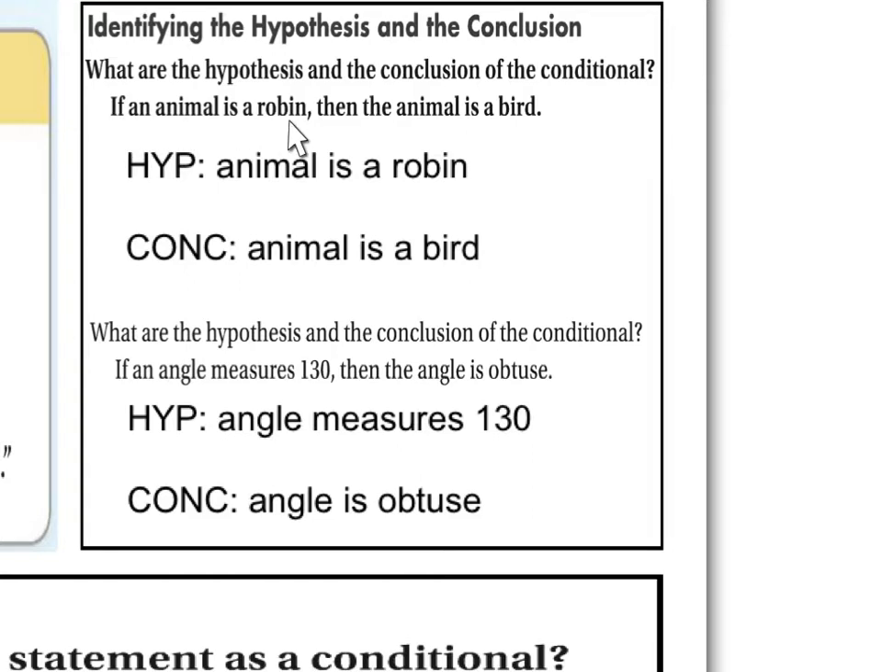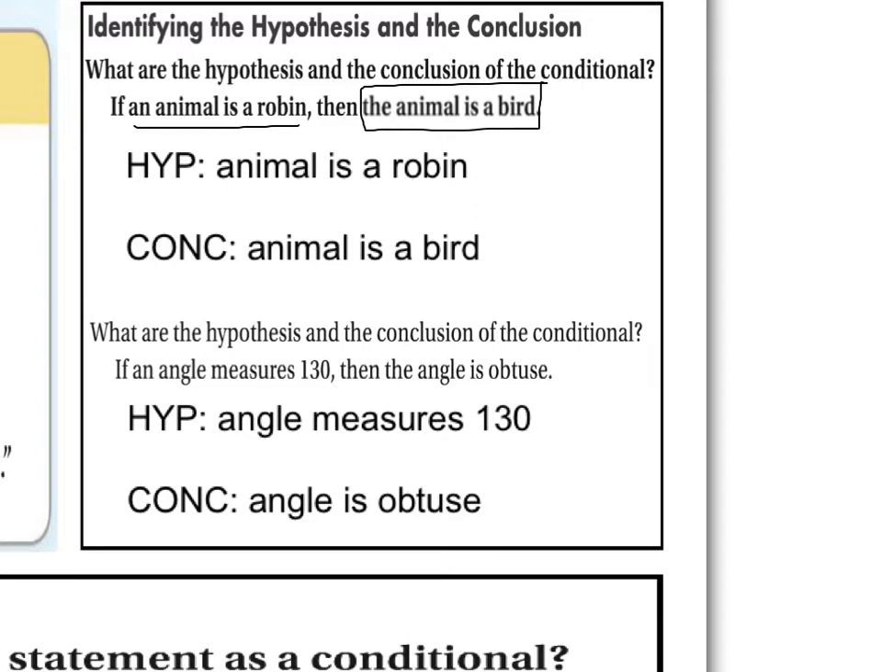If an animal is a robin, then the animal is a bird. Whatever follows the word if is the hypothesis. So the hypothesis here is the animal is a robin. Whatever follows the word then is the animal is a bird. As we look at this example, the conclusion would be that the animal is a bird. The hypothesis is the animal is a robin. The hypothesis follows the word if. The conclusion follows the word then.